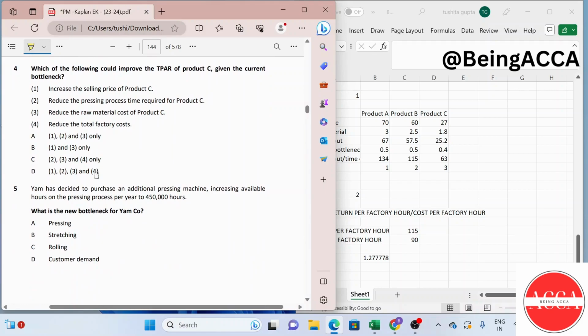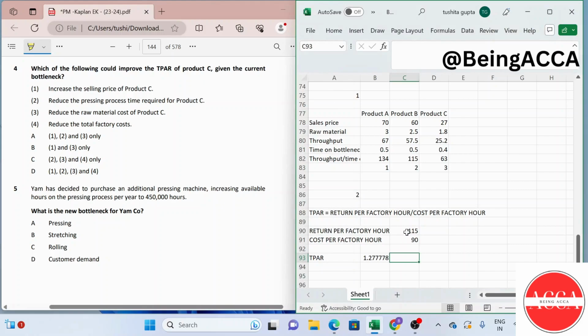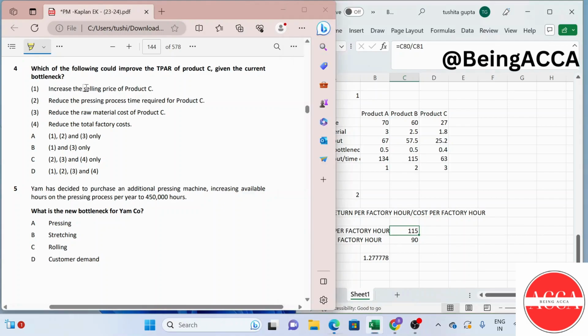Moving on to the fourth question, which of the following could improve the TPAR of product C given the current bottleneck? So let's see. Increasing the selling price of product C. If we increase the selling price, remember what we did? Selling price comes in the numerator of this figure, of the return per hour. So if our selling price is increasing, this means throughput will also increase, because it will increase the numerator and this will eventually increase the TPAR.